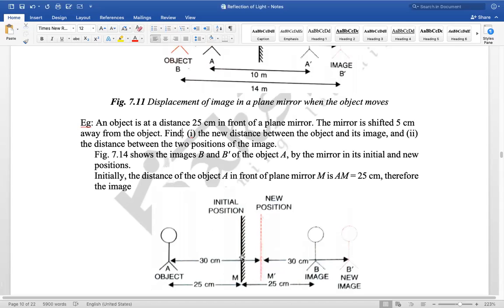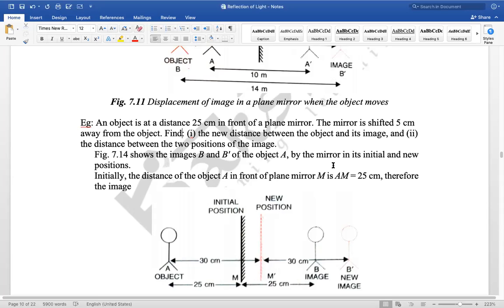तो 25 पे था, 5 सेंटीमीटर और आगे शिफ्ट कर दिया, अब 30 सेंटीमीटर पे हो गया, तो इसका इमेज भी 30 पे हो गया. 30 प्लस 30 टोटल जो है 60 सेंटीमीटर डिस्टेंस हो गया. पहले इनके बीच में डिस्टेंस 50 सेंटीमीटर. सो न्यू डिस्टेंस बिटवीन द ऑब्जेक्ट एंड इट्स इमेज इज इक्वल टू 30 प्लस 30, 60 सेंटीमीटर.